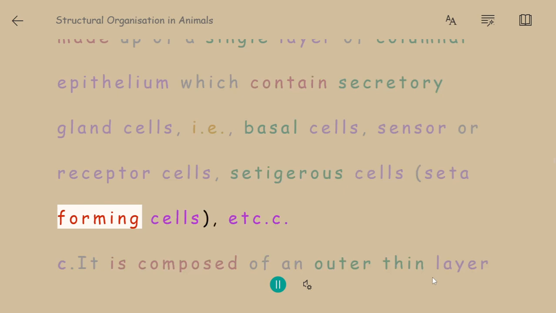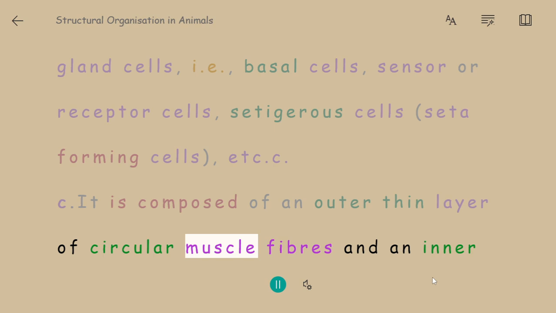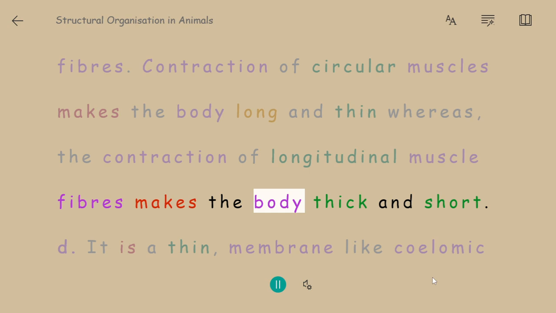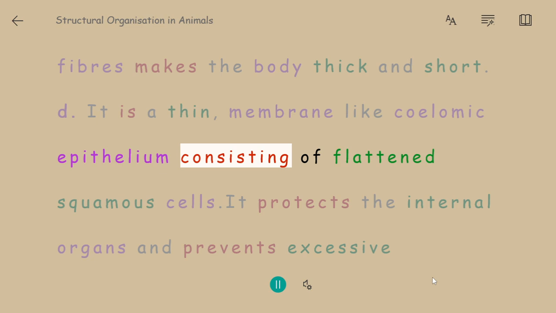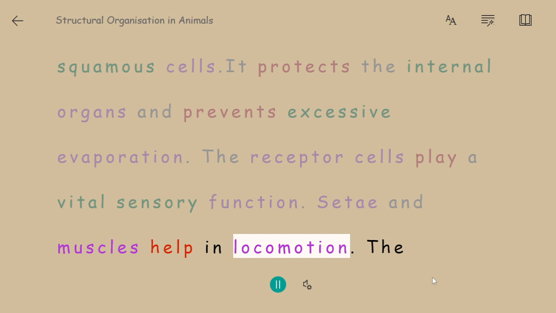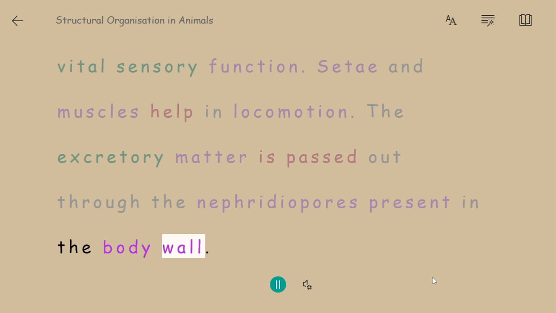C. Musculature: it is composed of an outer thin layer of circular muscle fibers and an inner thick layer of longitudinal muscle fibers. Contraction of circular muscles makes the body long and thin, whereas the contraction of longitudinal muscle fibers makes the body thick and short. D. Coelomic epithelium: it is a thin, membrane-like layer consisting of flattened squamous cells. It protects the internal organs and prevents excessive evaporation. The receptor cells play a vital sensory function. Setae help in locomotion. The excretory matter is passed out through the nephridiopores present in the body wall.